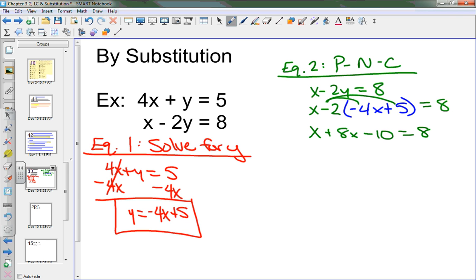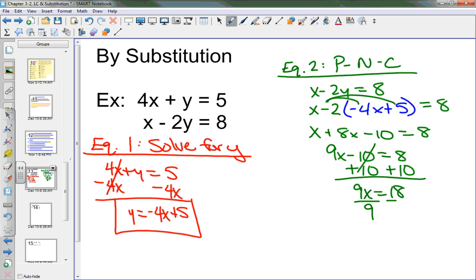What's CLT? What do I do next? Combine like terms. x plus 8x is 9x. Now what do I do? Add 10 to both sides. 9x is equal to 18. Divide by 9. x is equal to 2.